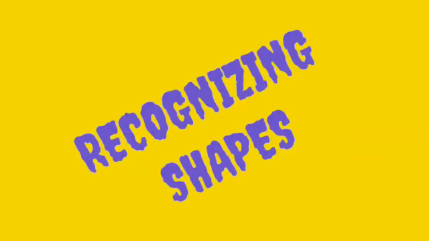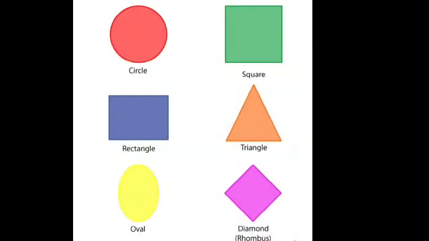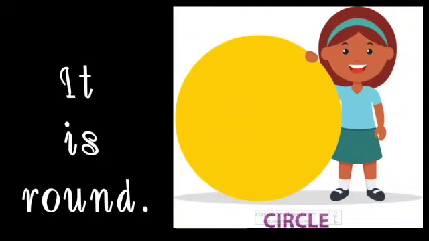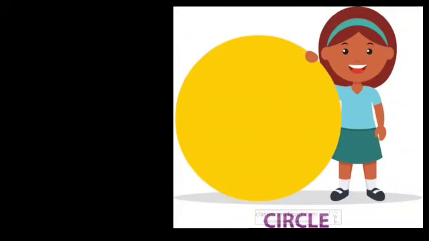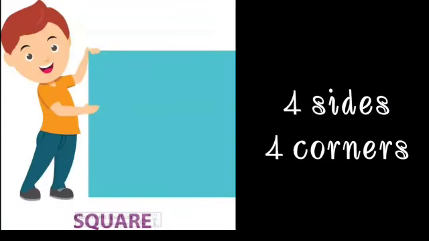Now let's talk about the second topic. The second topic is recognizing shapes. We are going to discuss these 6 2D shapes. Let's start with the circle. There are no sides, no corners. It is round. Now the second shape is square.